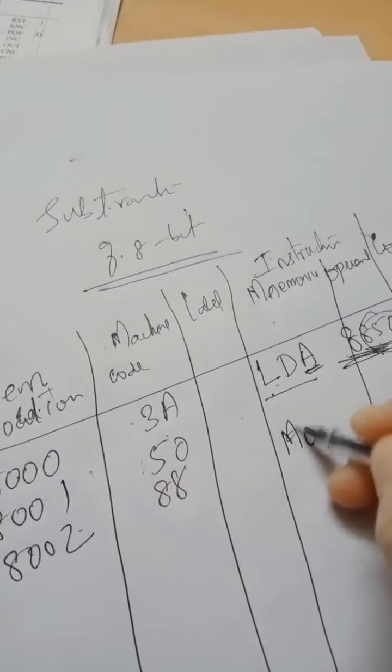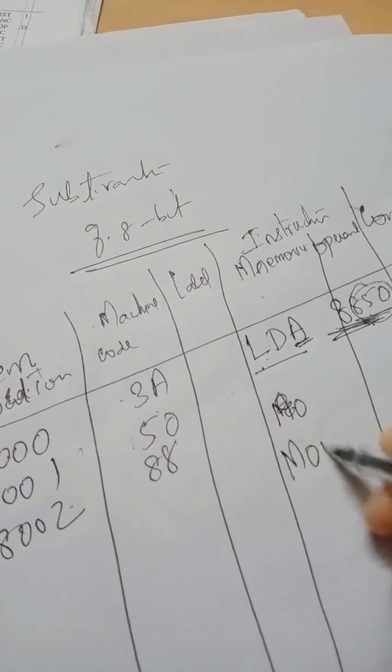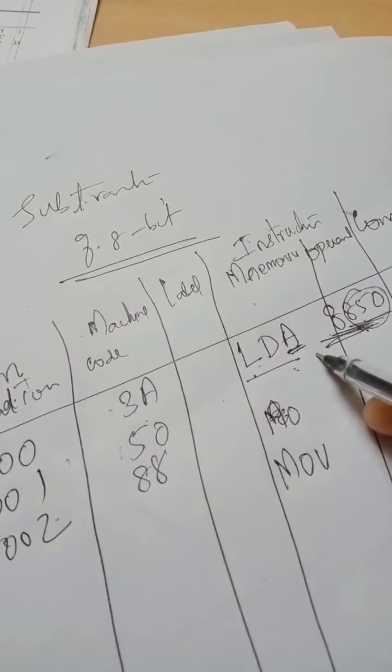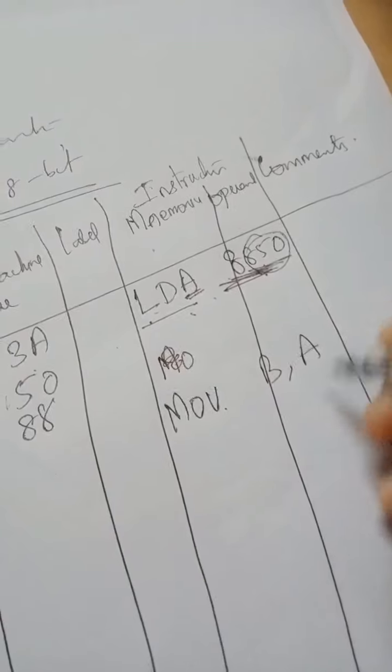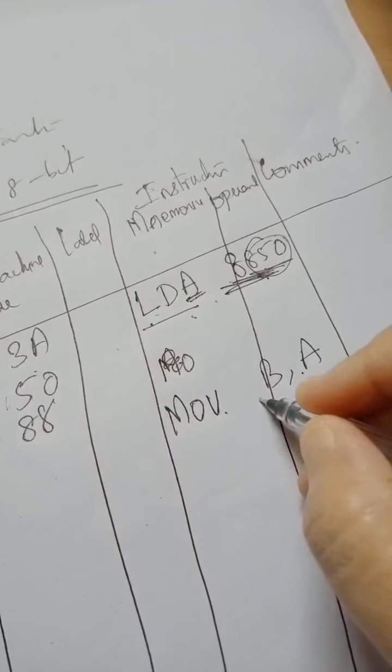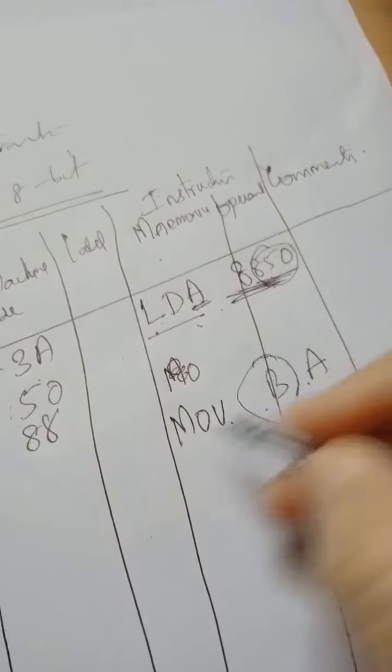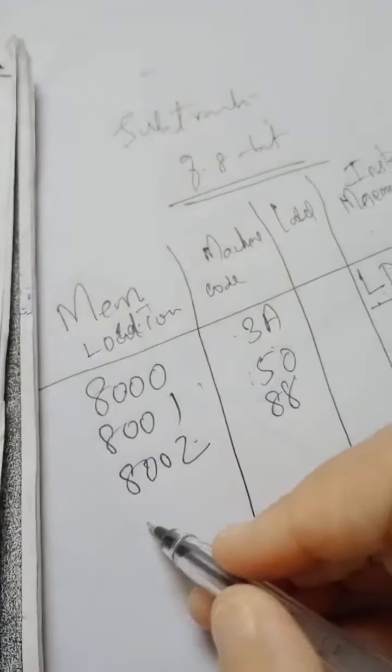Okay, now we will go for the second instruction. We will move data from LDA. Okay, from LDA we will move it to the B register. Now one data is in B. Where is the first data? In the B register. What is the code of the B register?